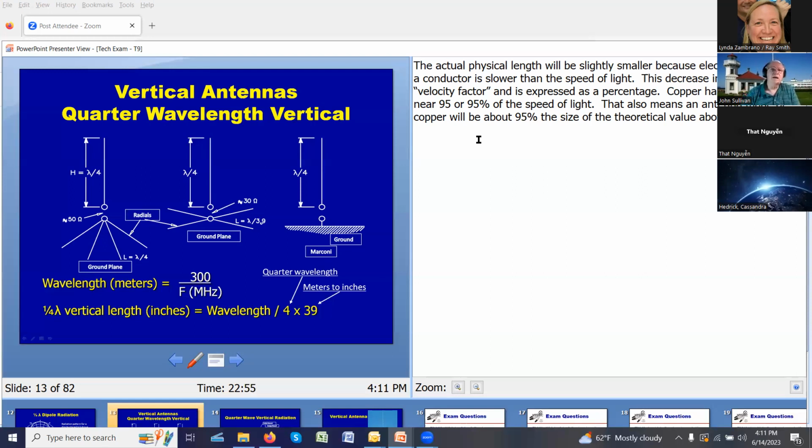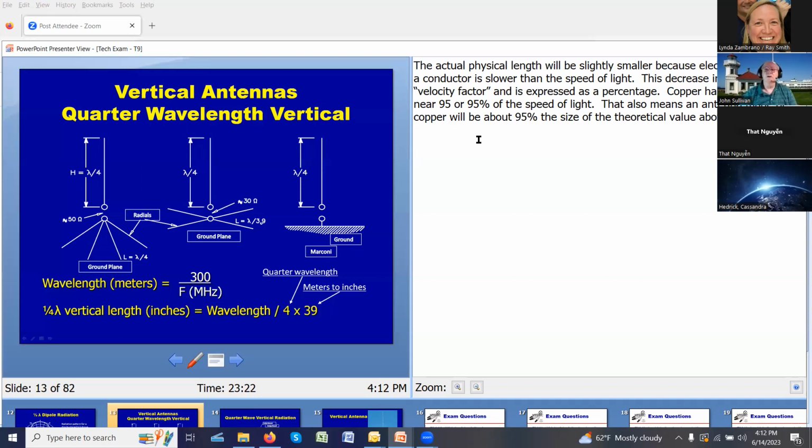You have what's called a ground plane. In this example, you have some radials coming out, and the total length of those radials combined ends up being a quarter of a wavelength. So that's like the second half of the antenna. Similarly, you can see in the middle picture, it also has radials for a ground plane.